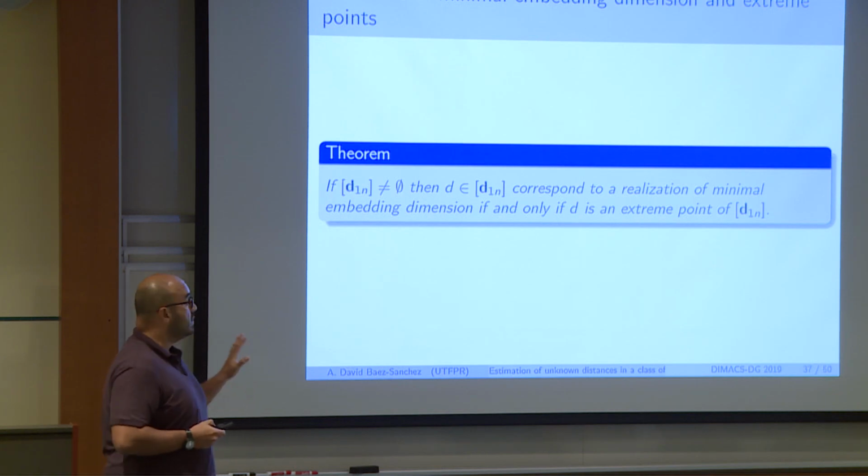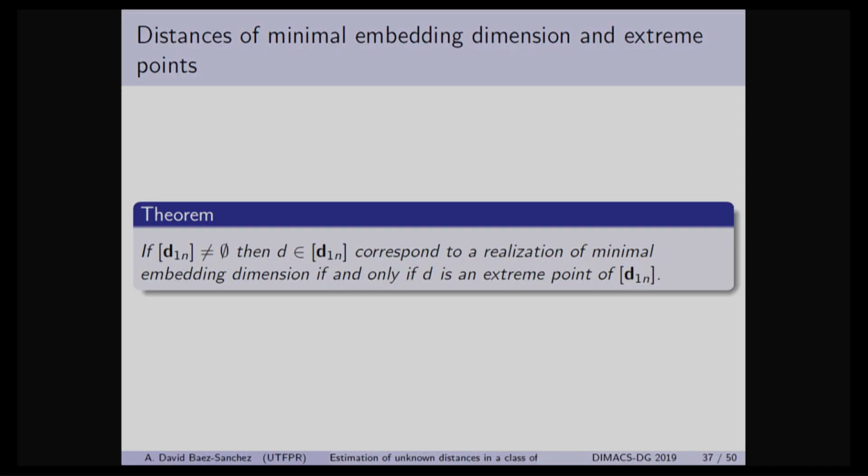We are here just in the precise case. We're going to go now to the interval case. So for precise data, the points of minimal embedding dimension must be extreme points of these solution sets.